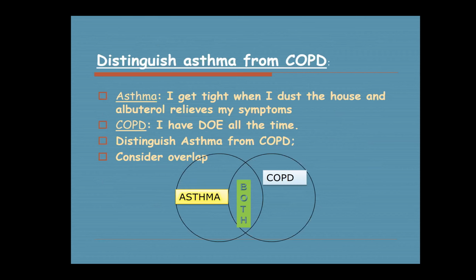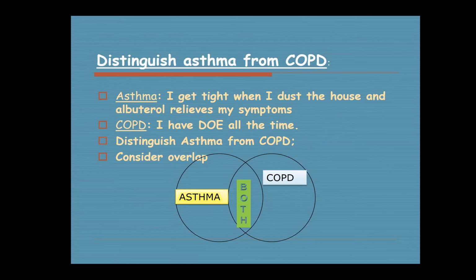Okay. So here is distinguishing asthma from COPD. I get tight when I dust the house and albuterol relieves it. That's asthma. I have dyspnea on exertion all the time. That's COPD. And then many of our asthmatics smoked. So as Richard said, maybe they have both. So there's a lot of overlap.